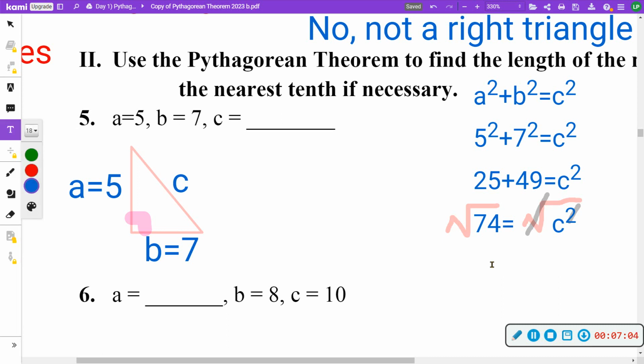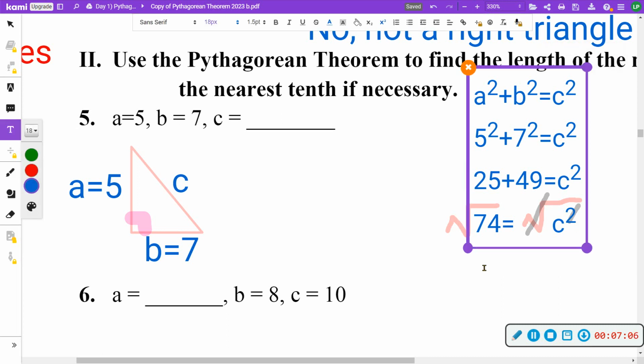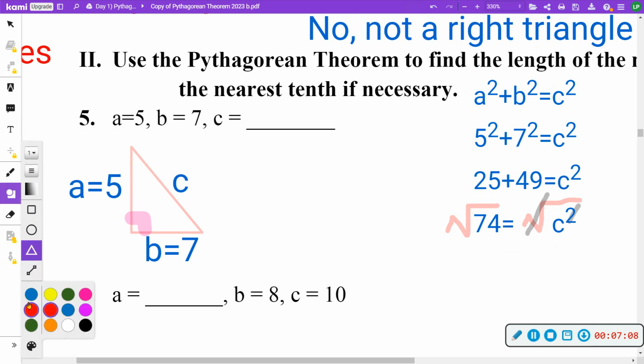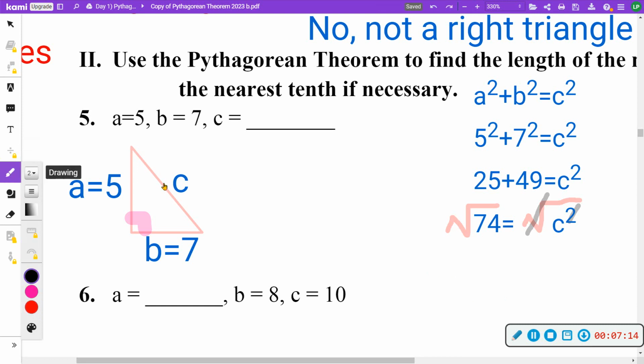So my answer is the square root of 74. Square root of 74. And that's equal to C.